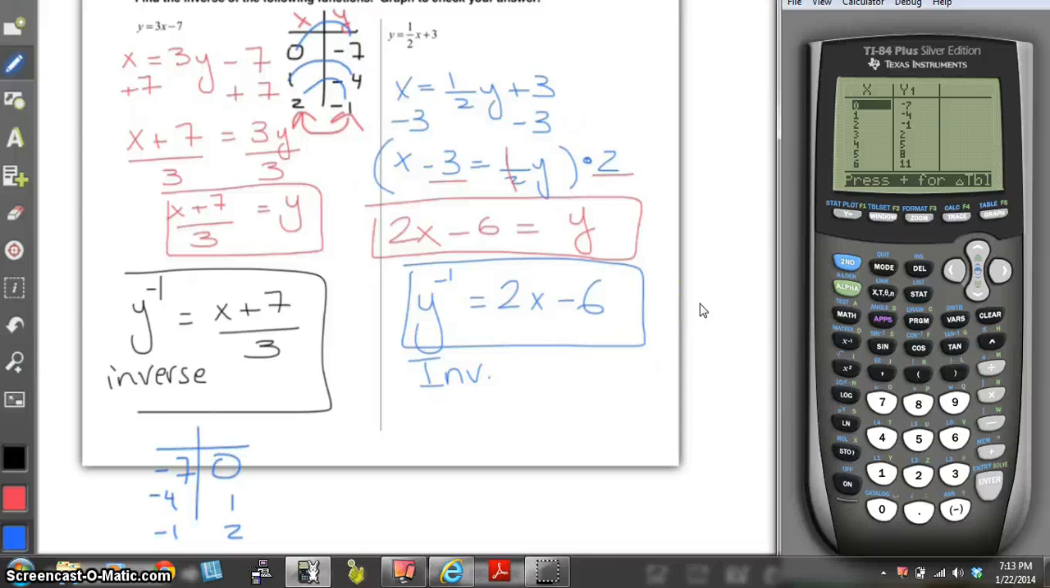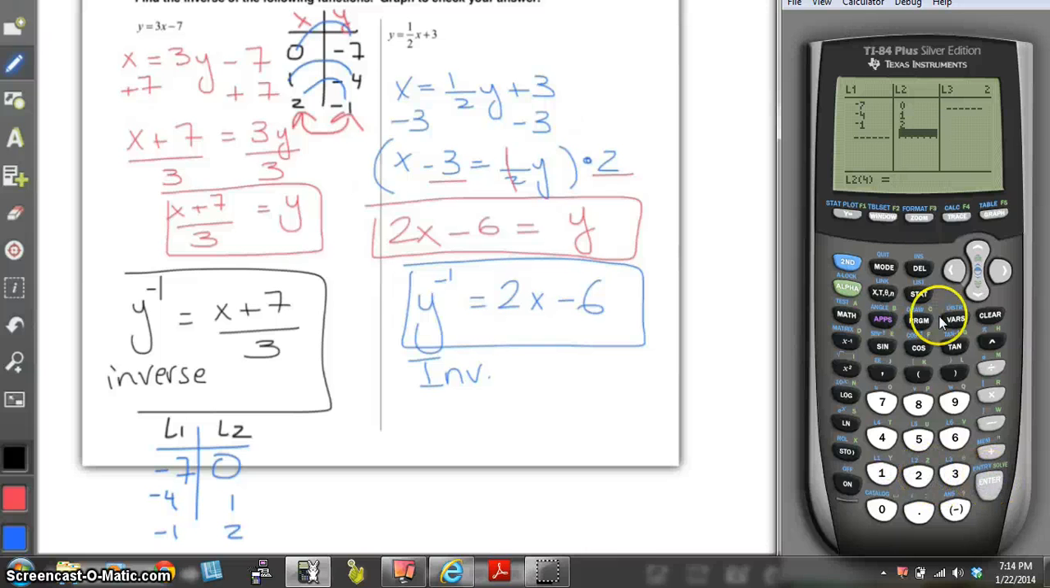Now remember, this should be your L1 and this should be your L2 on the calculator. So you go to Stat and then you have to edit. Enter L1 to be -7, enter, -4, enter, and -1, enter. So these are the 3 points that you chose, and then 0, enter, 1, enter, and 2, enter.